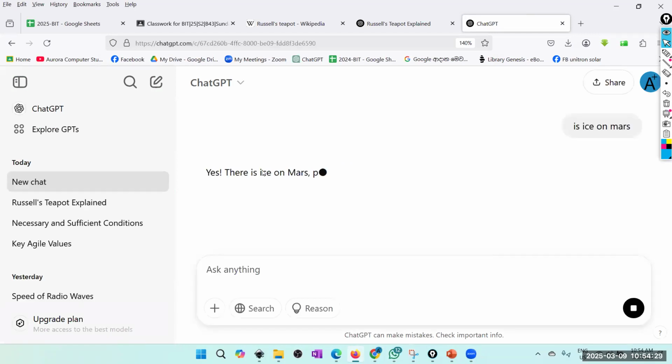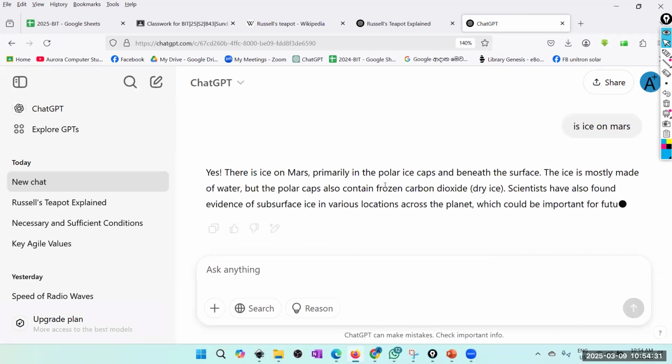Just for curiosity. Yes, there is ice on Mars.